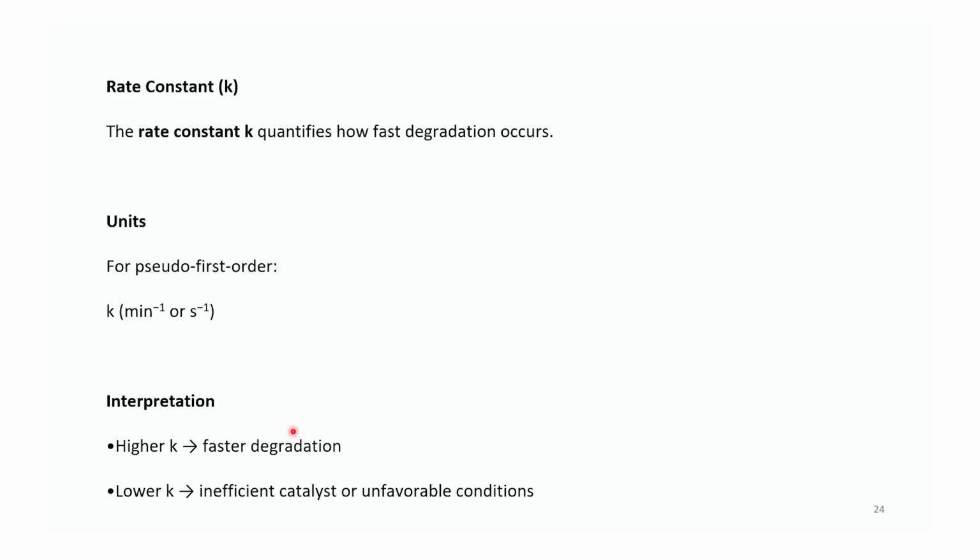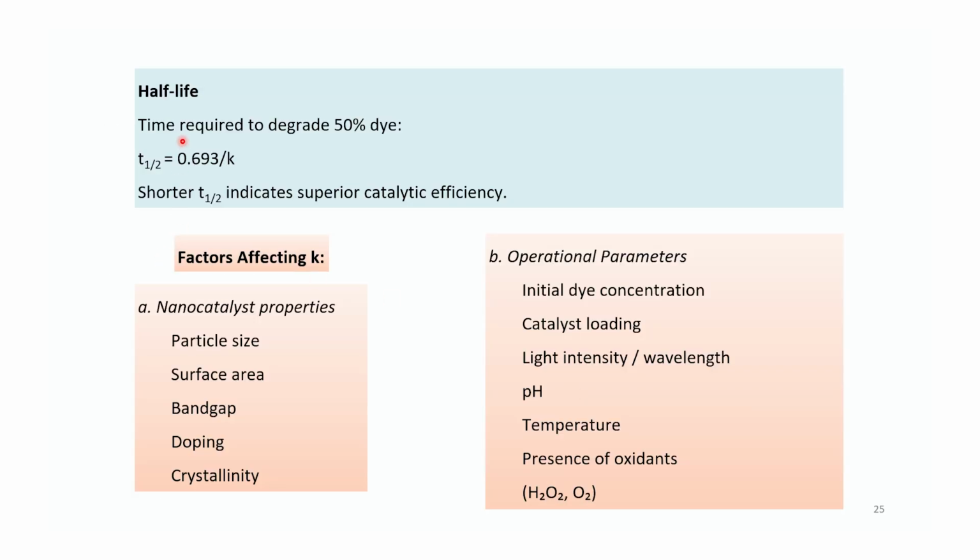So a higher value of the rate constant means a faster rate of reaction, that is, faster degradation of the dye, and a lower k means an inefficient catalyst. The degradation process is slower, and your catalyst is either inefficient or the conditions are not very favorable for your reaction. Then half-life is the time required to degrade 50% of the dye. So half-life is equal to 0.693 divided by k. A shorter half-life indicates superior catalytic efficiency.